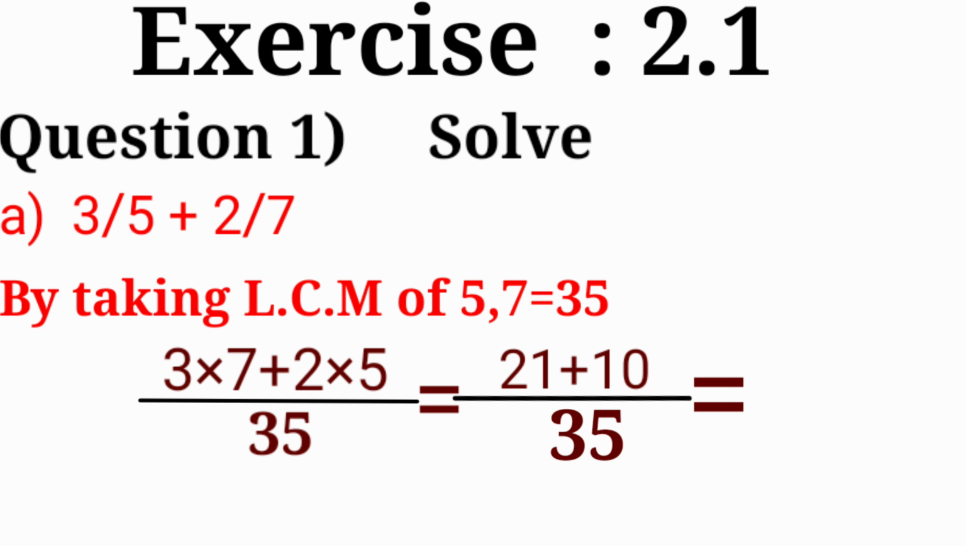Now we'll add the terms, because now both the denominators are same. So 21 plus 10 is 31, 31 upon 35. Now let's take one more example, that is 7 by 10 plus 2 by 5 plus 3 by 2.